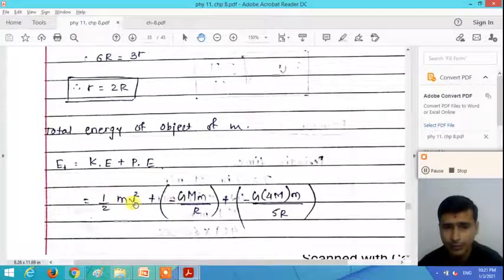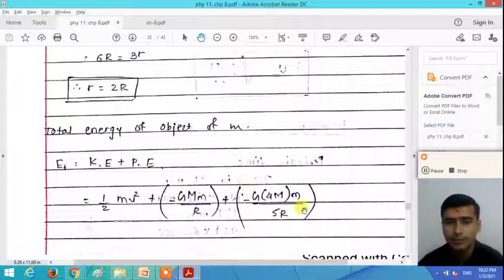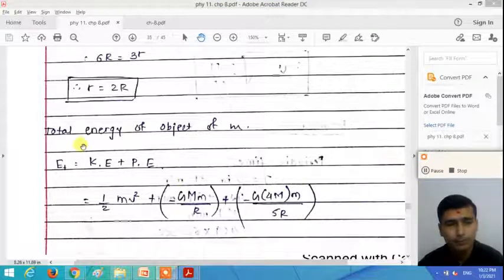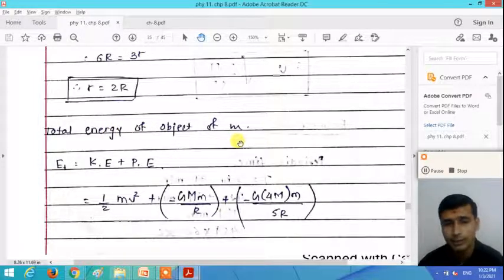Kinetic energy 1/2 mv square plus potential energy minus G capital M small m divided by r, that is the potential energy due to the first sphere, and plus minus G 4m small m divided by 5r, that is the potential energy of the object due to the second sphere, right? Understand or not? So here we got the total energy of the object on the surface of the first sphere, from where the object is projected towards the center of the second sphere.